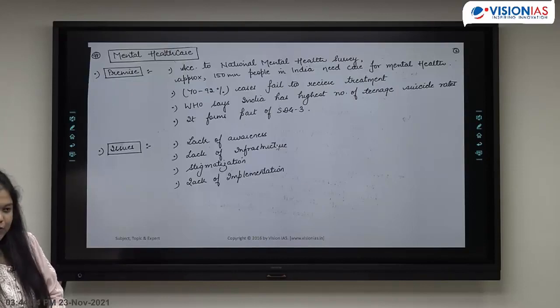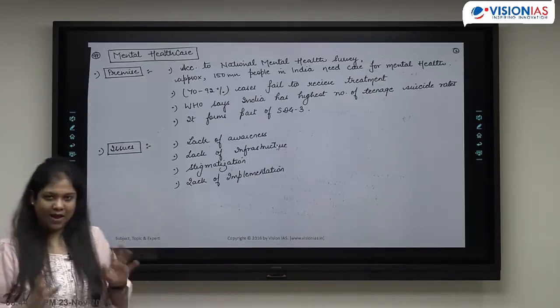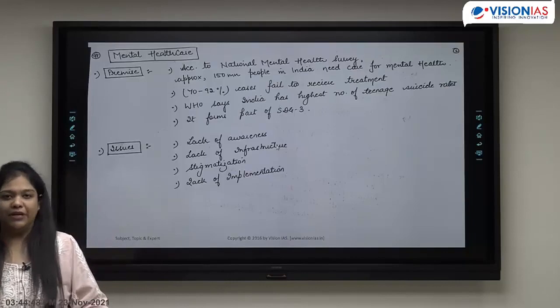The issue with respect to mental health care is we do not have the infrastructure, we do not have the awareness. There exists a stigma associated with mental illness, and even if any provision or mechanism है भी, it is not being properly implemented.